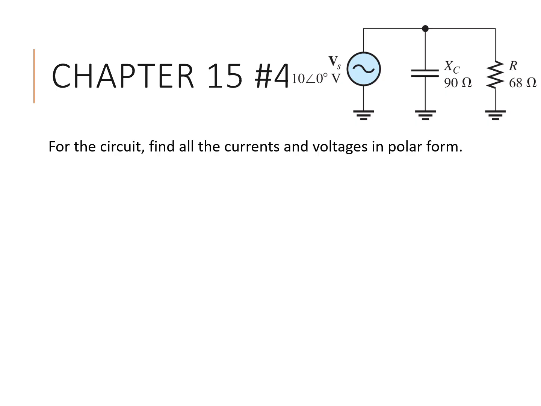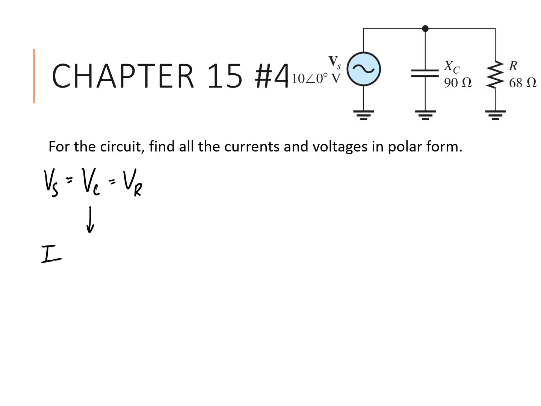And because of the way that this is set up, everything is in parallel, which means that the source voltage is going to be equal to the voltage across our capacitor, which is going to be the voltage across our resistor. So that's going to help us find those voltages. And once we have those voltages, we're going to be able to utilize Ohm's law.